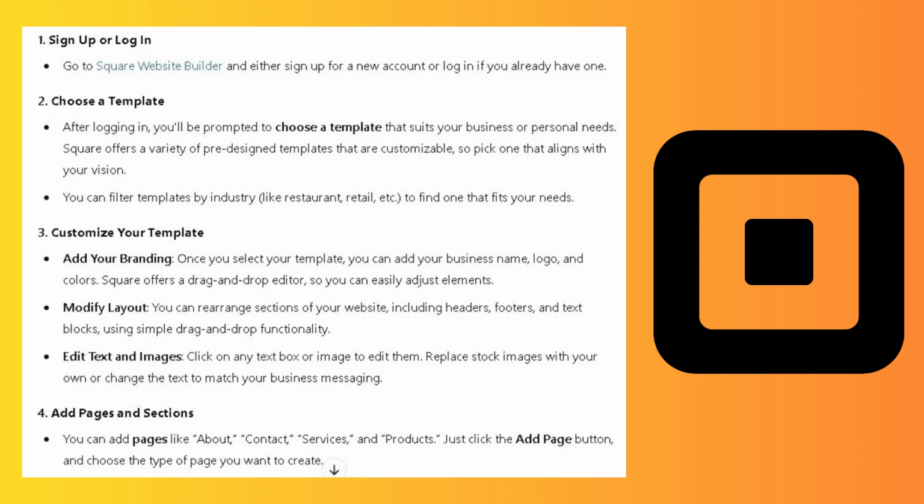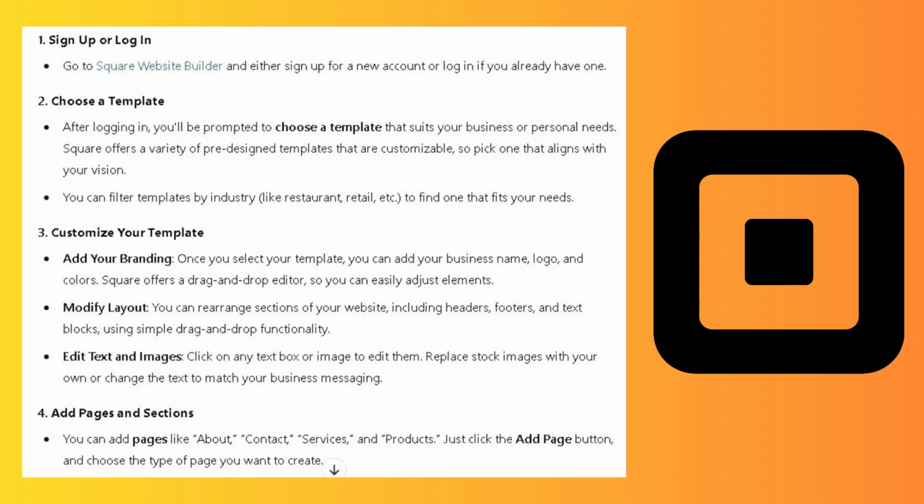Then, customize your template. Add your brand, modify layouts, or edit text and images. This can all be done through the Square editor. Add pages and sections. You can add pages such as the contact, services, or about sections. Just click an add page button and choose the type of page that you want to create.